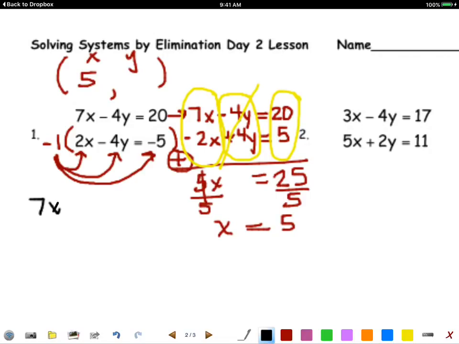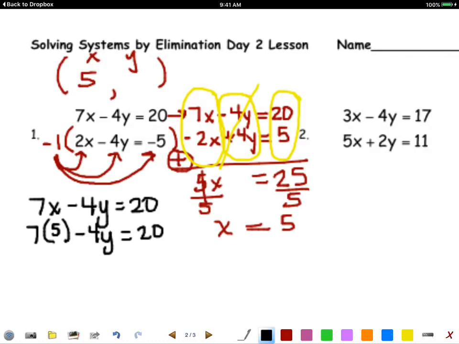Okay, so I'm going to copy down 7x minus 4y equals 20. And I'm going to take that 5. If x is 5, I'm going to put it in place of my x right there. And I'm going to copy everything else down. And then I'm simply just going to solve that equation, right?